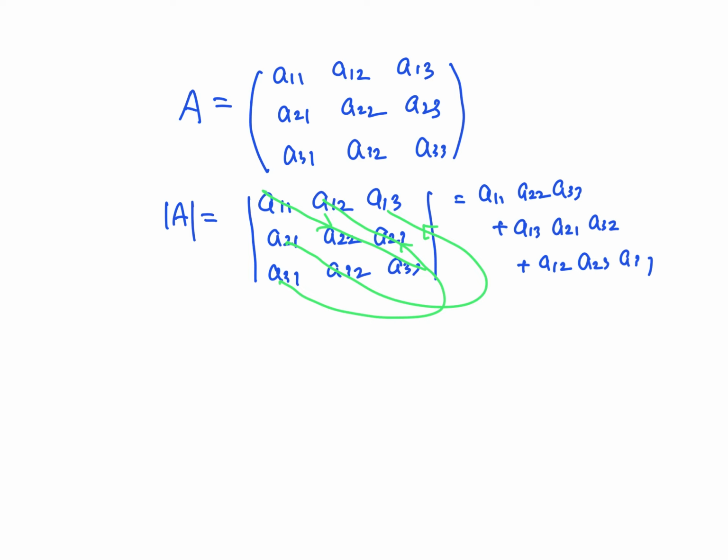Now you can check. 1, 2, 3, right? 3, 1, 2. So this is 1, 2, 3, clockwise. 3, 1, 2. 2, 3, 1, right? So this is even permutation.